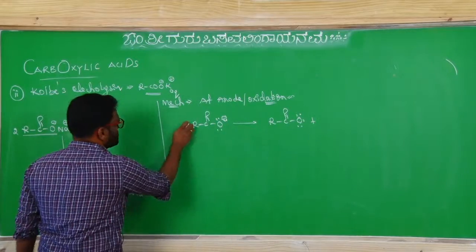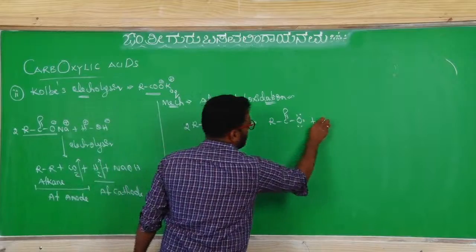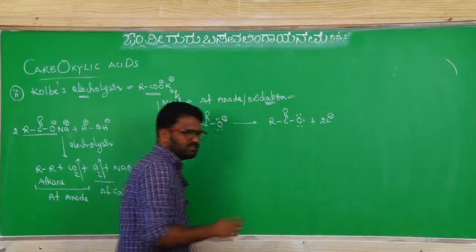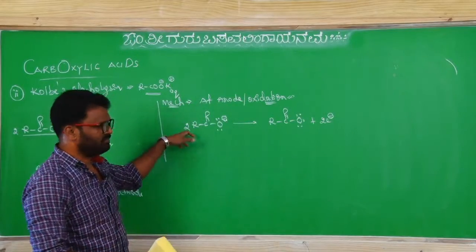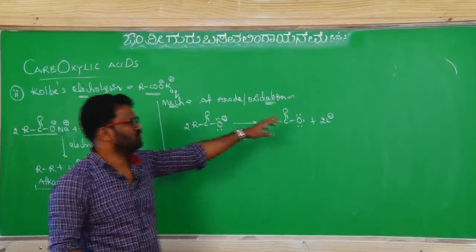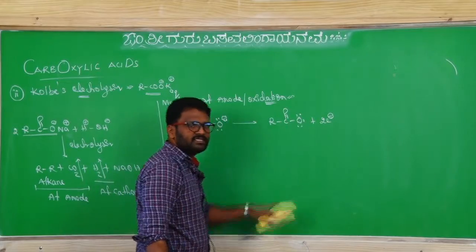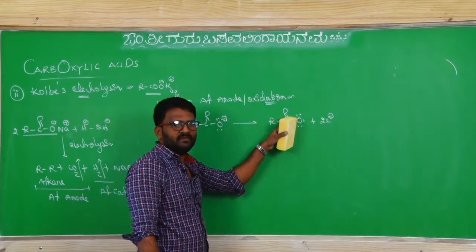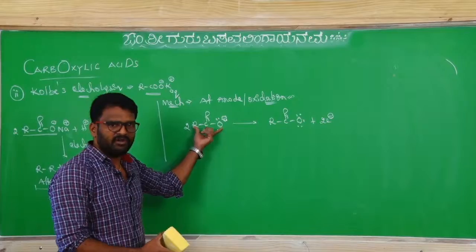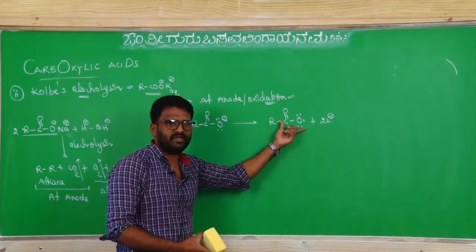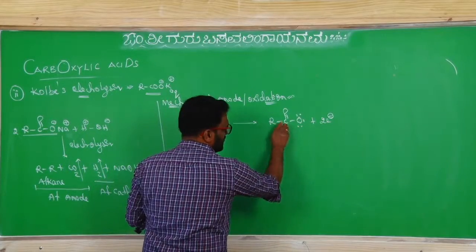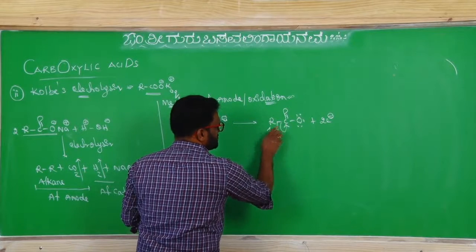If you take 2 moles, how many electrons will I get? 2 moles of electrons. If you take 2 moles of carboxylate salt, you will get 2 moles of electrons. After this, what we get is a radical. This is the carboxylate anion, and this is the carboxylate radical. This carboxylate radical will further undergo homolytic cleavage.